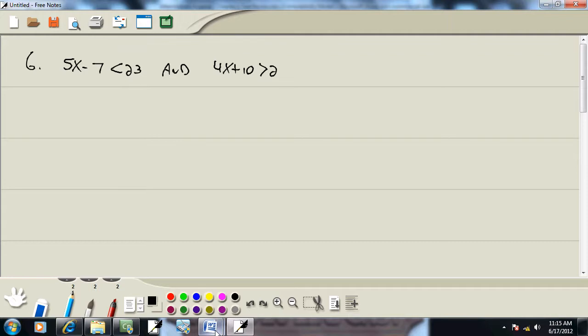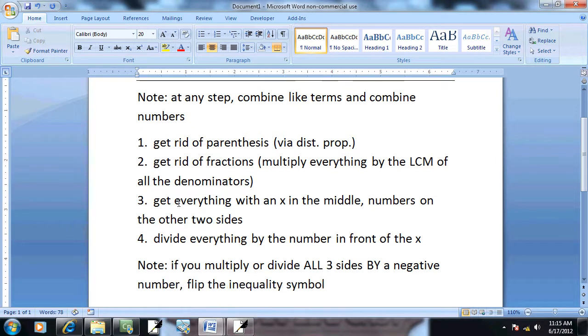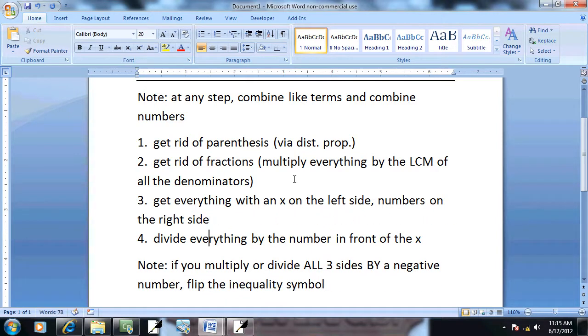And let's see, solving a linear inequality. Just refresh your memory. Note at any step, combine the like terms, combine numbers, that's still the same. Get rid of parentheses, that's still the same. Get rid of fractions. Multiply everything by LCM of all the denominators, that's still the same. Get everything with an X on the left side, numbers on the right side. Divide everything by the number in front of the X. That's still the same. If you multiply or divide both sides by a negative number, flip the inequality symbol. So those are our steps for linear inequality.